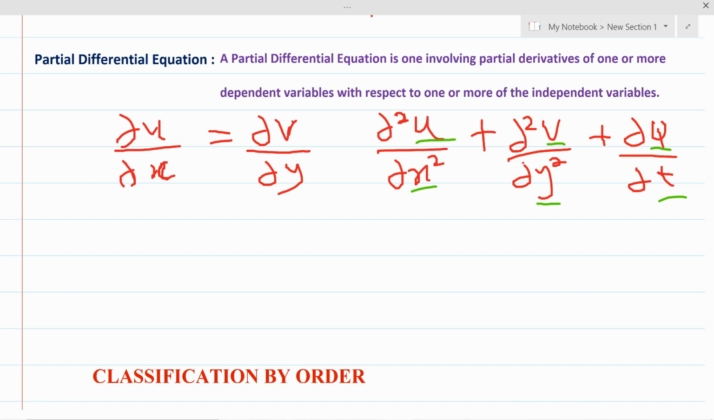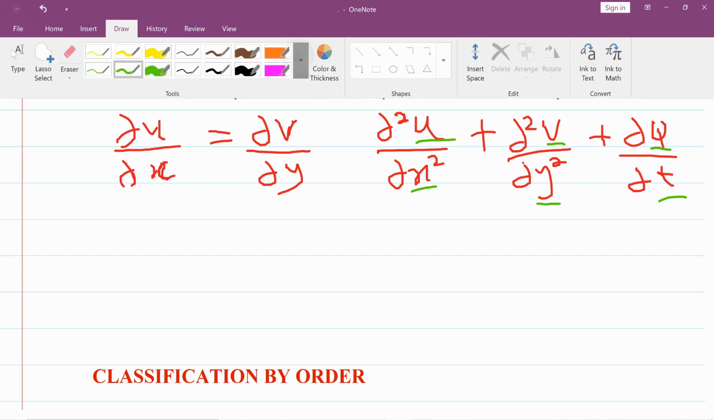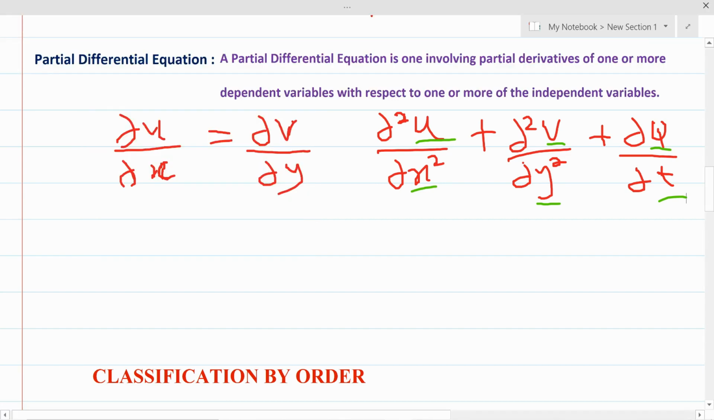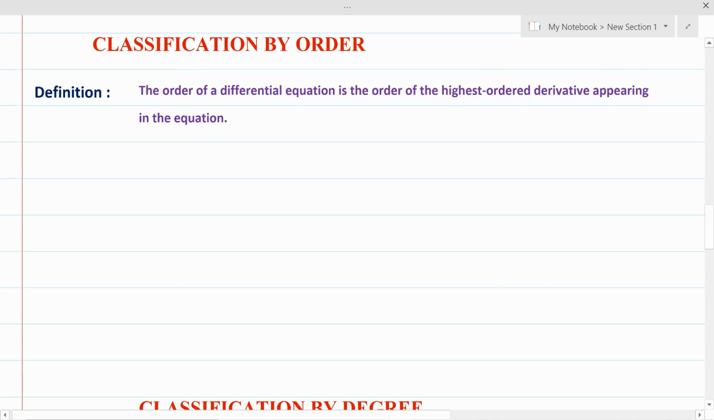Okay, so based on classification of differential equation by type, you are supposed to see that the independent variables and the dependent variables may be many, and the condition is that the independent variables should be many. Other than that, you have an ODE, an ordinary differential equation. Okay, all right. So let's continue with the classification by order.